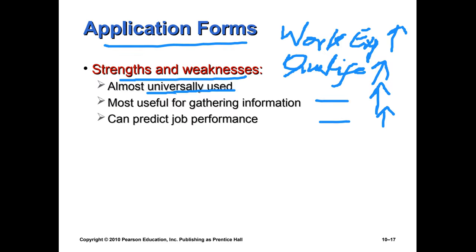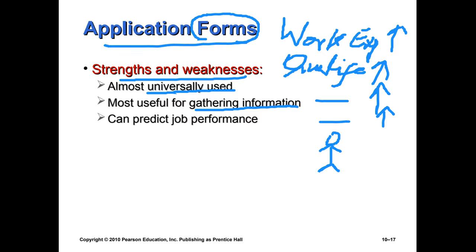The thing is, these are the information that are universally required. The second strength is that these are most useful for gathering information. If the company gives you a form to fill in, it gives them a very good insight into the job applicants. So this is proven data that you can have.